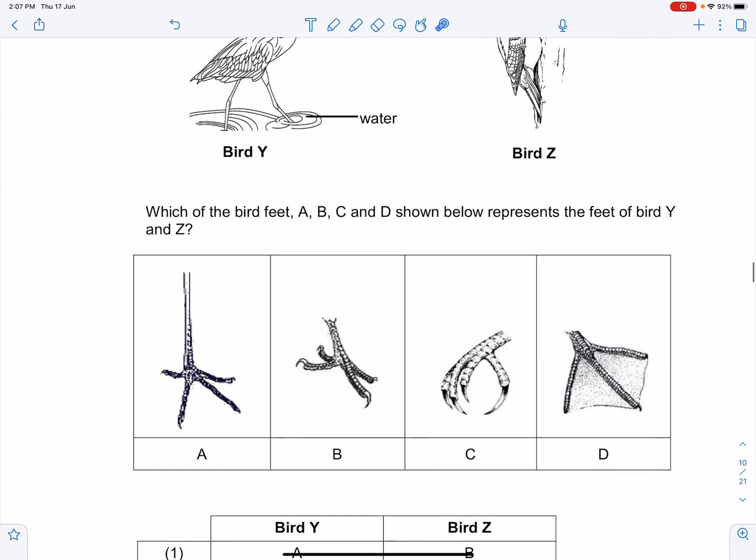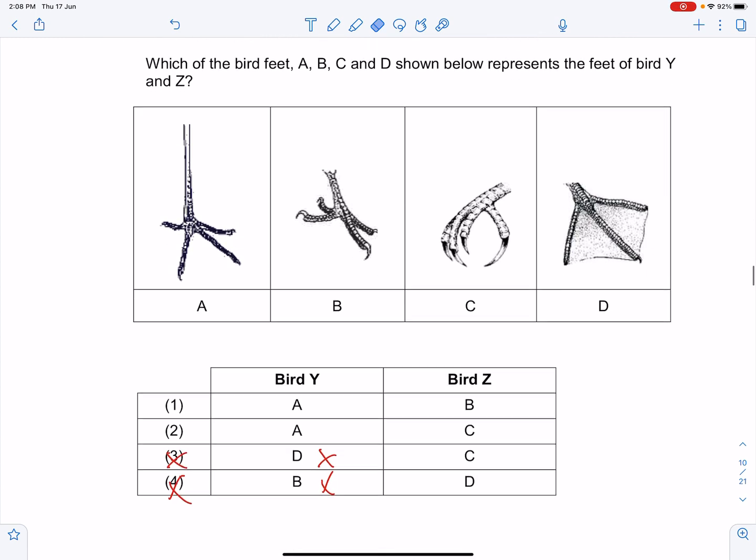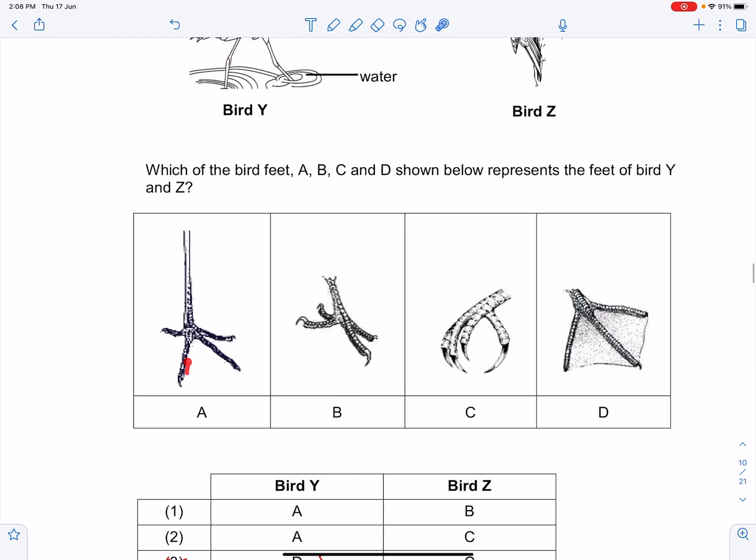So as you can see, I think bird Y is pretty straightforward, right? Can you see it's very long and thin? So by saying that, straight away I know that A belongs to Y. So anything that is not A for bird Y is wrong, so I will go ahead and cross out options 3 and 4. Now look at Z. Z is the one that is a little bit tricky over here. Now I know it's not long and thin, so A is not bird Z, for sure. I also know that it definitely is not the one with the webbings, because it doesn't swim. So I can go ahead and cross out A and D for bird Z.